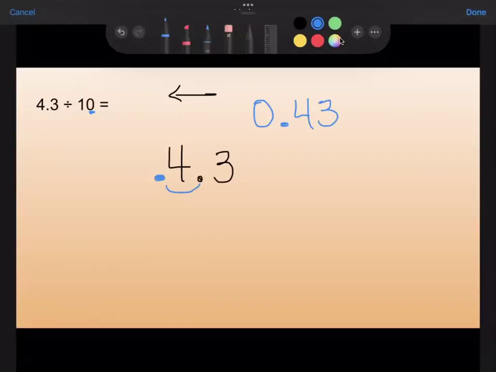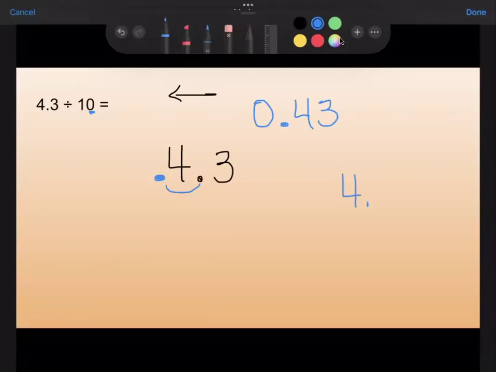So that is the shortcut. If you divide, you go to the left. If you multiply, which you'll see in a minute or two, we're going to go to the right with the decimal, and you're going to go the number of spaces as you have zeros in the number you're dividing or multiplying by. So let me show you real quick that that really is indeed the answer.